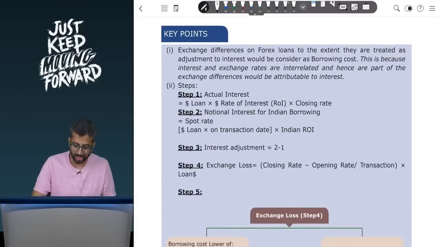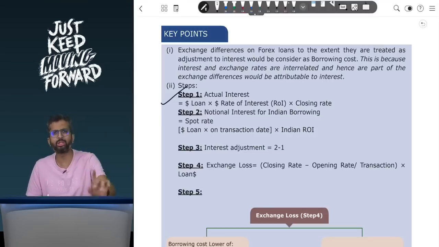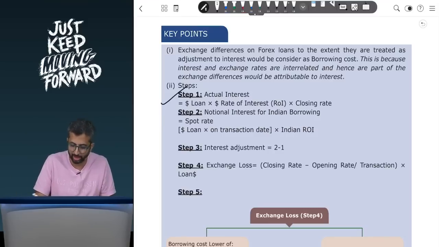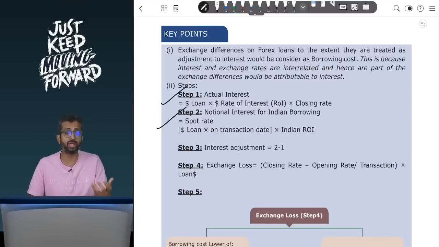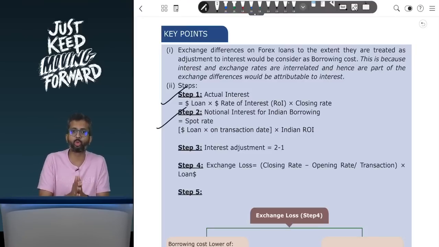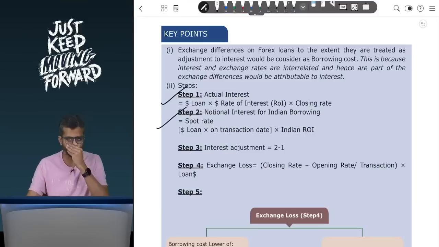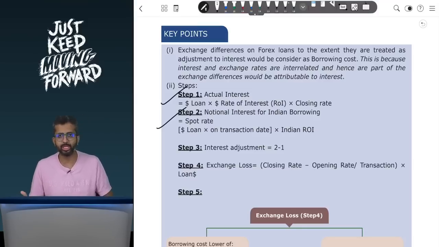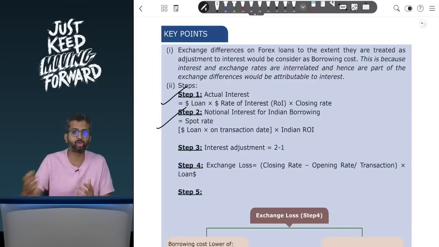So step number one is find the actual interest. So that is a $100 loan into 2%, that is $2 of interest into the rate on the date when interest is paid. Okay. Second, you will find the rate and the interest if the loan was actually taken in India. So if the loan was actually taken in India, it would be, let's say, $100 into 80, that is an 8,000 rupee loan, and this 8,000 rupee loan, you would have paid, let us say, 10% interest, that is 800 rupees. So you will find in step 3 the interest saving, the actual interest saving, which will be, for example, 800 minus the actual interest that you are paying. This is the interest saving.